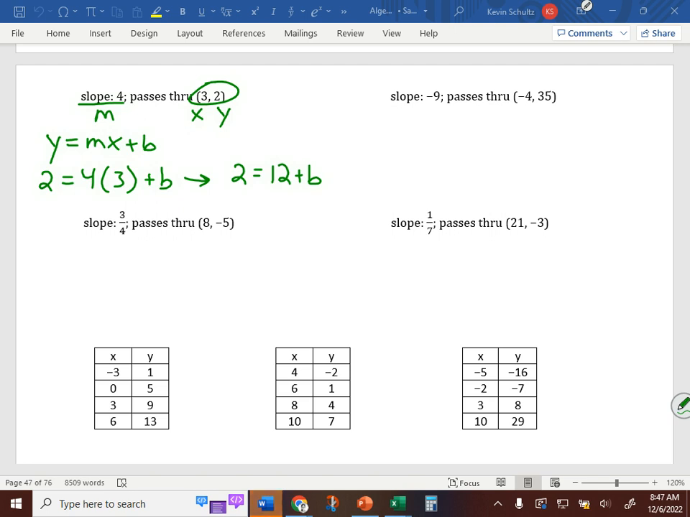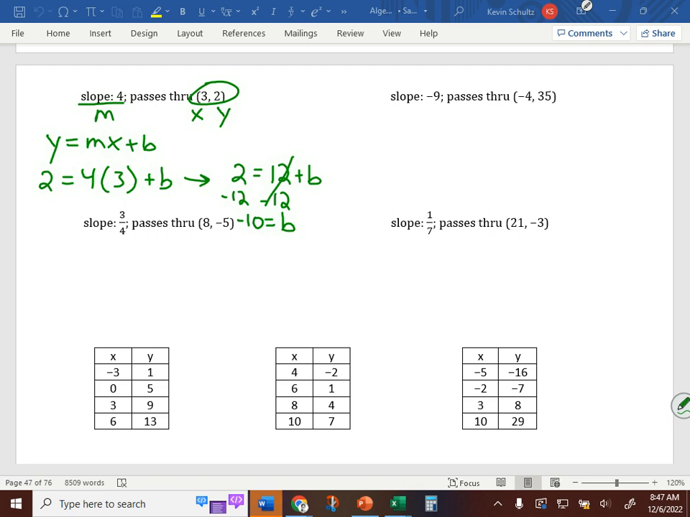Now, think back to your pre-algebra solving equation days. How do we get b by itself here? Someone we haven't heard from yet today, perhaps. A new voice. I think I've heard from all the hands up. Eli, opposite operations. Subtract 12 from both sides. We cancel that out, get b by itself. And 2 minus 12 gives us negative 10. That's our b. b equals negative 10.